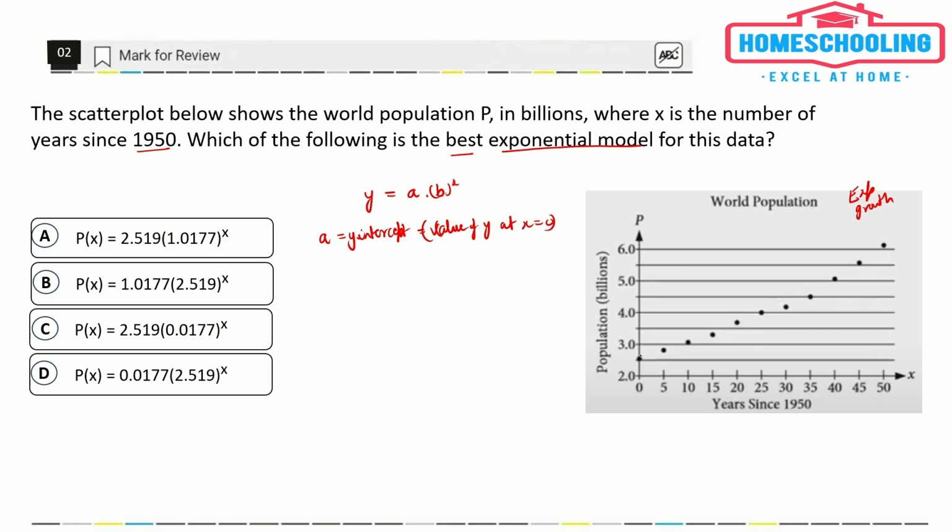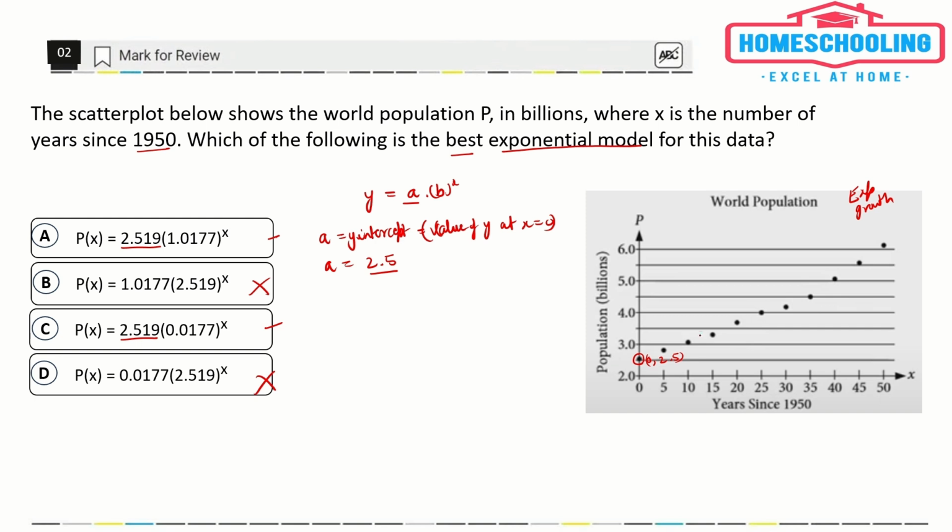Now, in the graph, as we can see here, at this coordinate, when x is 0, y is around 2.5. So we can find our y-intercept from here. Our y-intercept a is approximately 2.5. Let's see the options here. We are getting two options where the a value, that is the y-intercept value, is 2.5. So we'll consider these two options, and we'll discard the other two options.